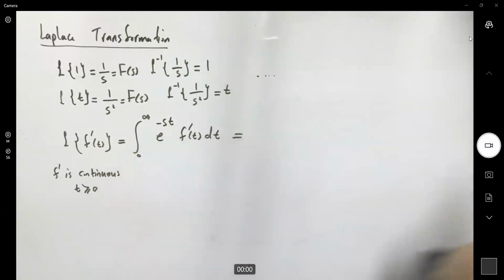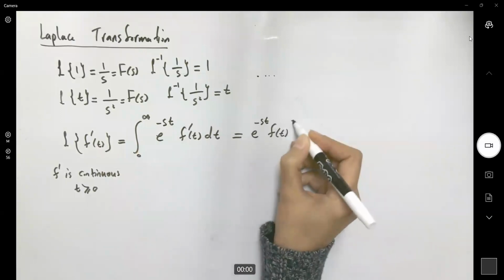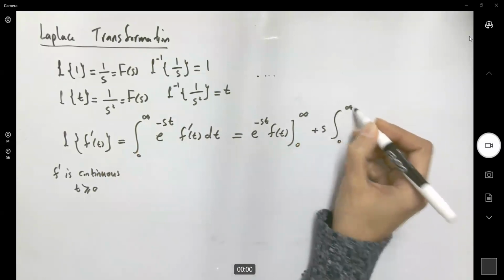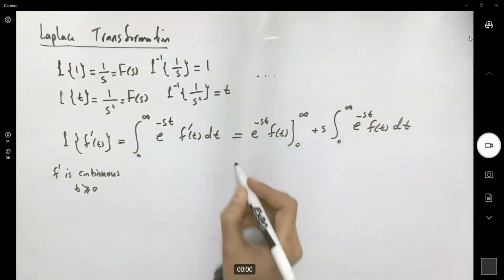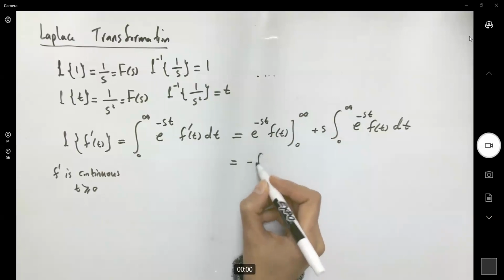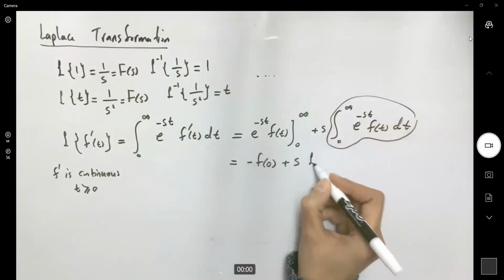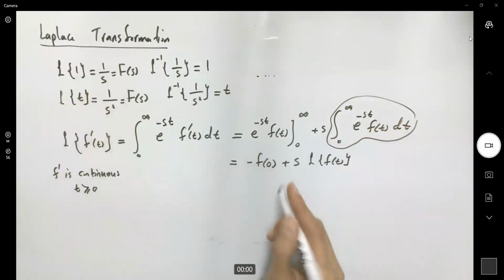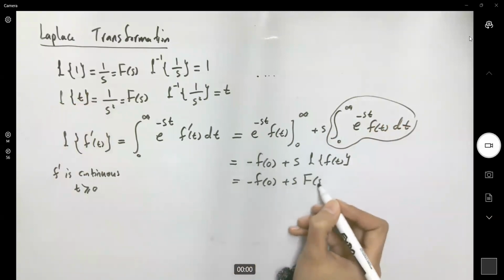By using integration by parts, we can write it this way. We're going to have e to the power negative st f of t ranging between 0 to infinity, plus s times the integral 0 to infinity e to the power negative st f of t dt, which is nothing but negative f of 0 plus s, and this is just the Laplace of function f of t, which is going to be a function of s. So this becomes negative f of 0 plus s times F of s.